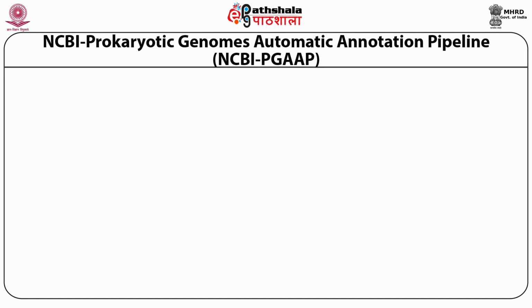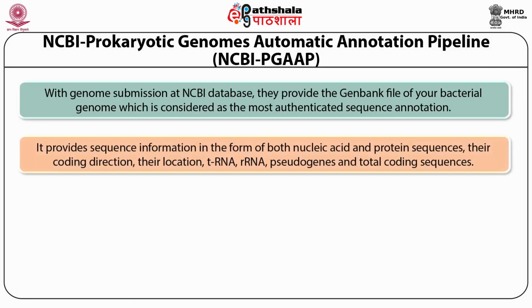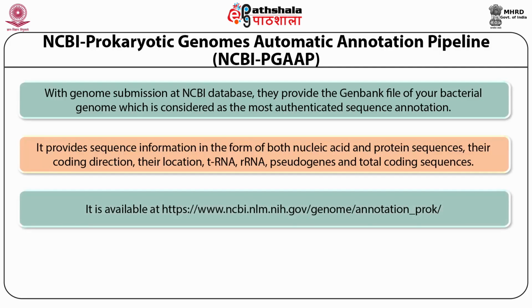We will be talking one after the other about the different annotation softwares. First of which is the NCBI PGAP. With genome submission at the NCBI database, they provide the GenBank file of your bacterial genome, which is considered as the most authentic sequence annotation. It provides sequence information in the form of both nucleic acid and protein sequences, their coding direction, their location, presence of tRNA, rRNA, pseudogenes, and the total coding sequences. It is available at the following link.